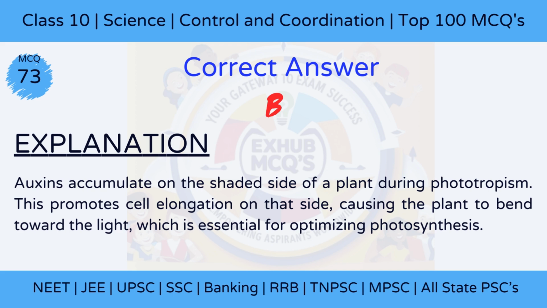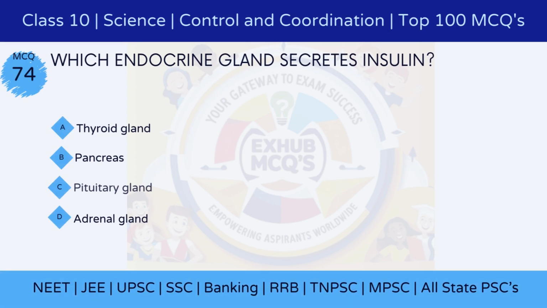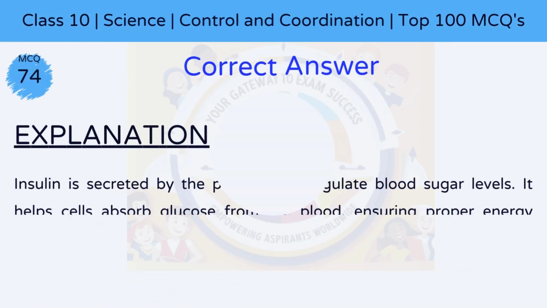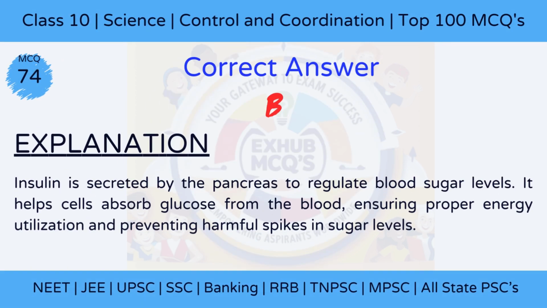MCQ 74. Which endocrine gland secretes insulin? Option A, thyroid gland. Option B, pancreas. Option C, pituitary gland. Option D, adrenal gland. The correct answer is option B, pancreas.